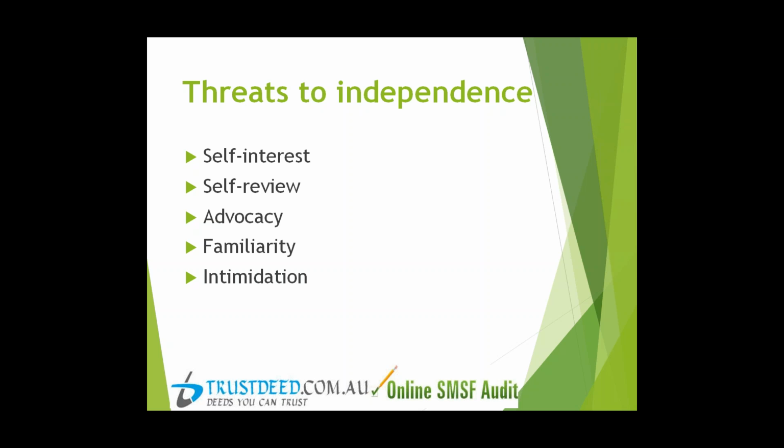Advocacy threat occurs when the auditor promotes the client's position to the point that objectivity may be compromised. For example, when you act as an advocate for the fund in litigation. Familiarity threat occurs when, by virtue of a close relationship with the client, the auditor becomes too sympathetic to the client's interest. For example, when a close family member of the auditor is a trustee or member of the fund, or where the auditor has a long association with the trustee.